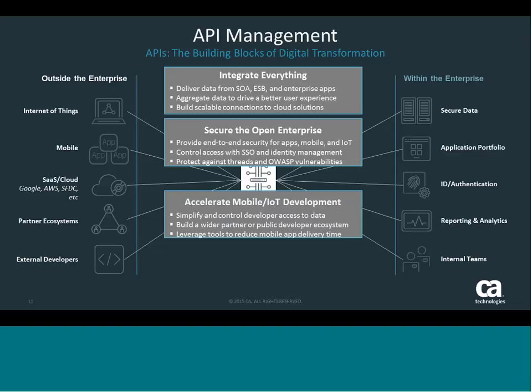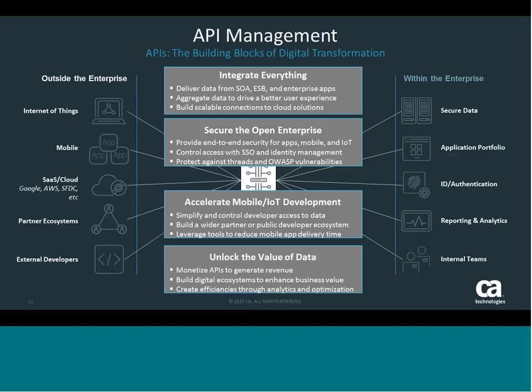A good API management solution also allows you to accelerate your mobile and IoT development, simplifying access to data, whether you want it ad hoc, developer access, or tightly controlled. That's really up to the enterprise and how they implement it. But it also allows you to build a wider partner ecosystem that could possibly be building apps for you in your stead or in your proxy, whatever word you want to use, to access that valuable data that you have. And that allows you to unlock the value of it and possibly monetize it to generate revenue. There are many examples of this taking place today, and for certain companies, it's a great opportunity.